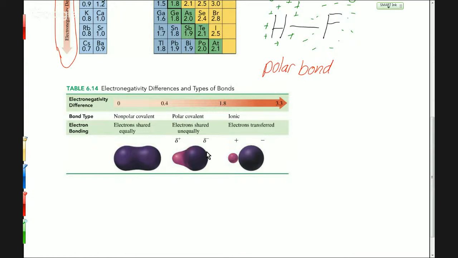All right, so let's try it. Let's look at some different bonds and make a guess as to whether you think the bond would be purely covalent, nonpolar covalent, polar covalent, or ionic.